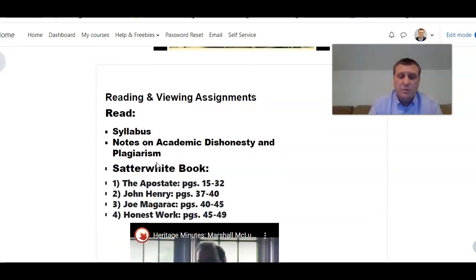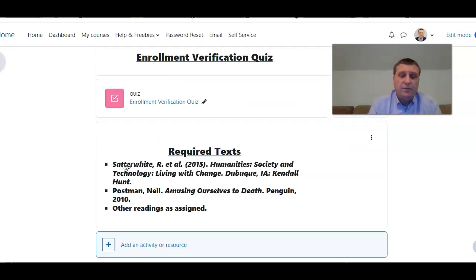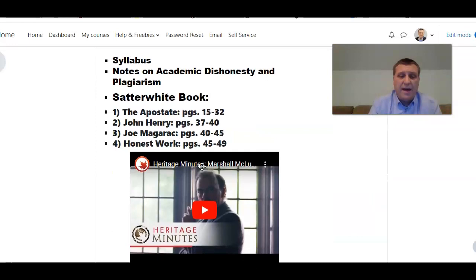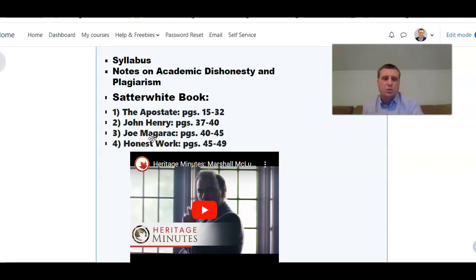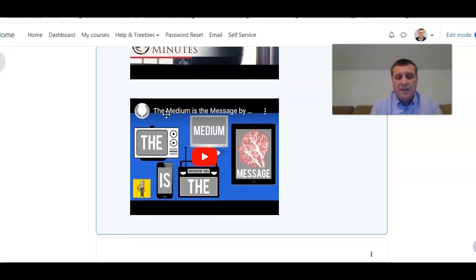For your assignment this week, with your textbook, this is the Satterwhite book, Humanities, Society, and Technology: Living with Change, you're going to read these 4 pieces of work. Remember, this textbook has different short stories or articles throughout each chapter, so we won't read all of them. I've got a few that I've selected for you to read. So you'll read those 4 pieces of work, and you'll watch these 2 videos.